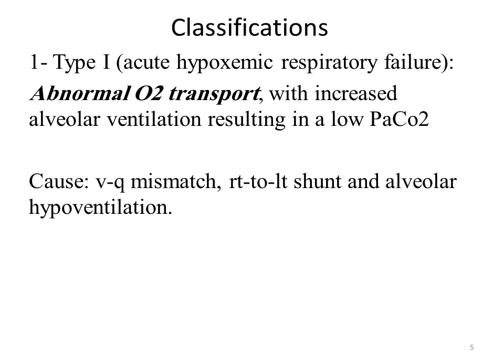There are three types of respiratory failure: hypoxemic failure, hypercapnic failure, or hypoxemic hypercapnic failure. Type 1, acute hypoxemic failure, is abnormal O2 transport with increased alveolar ventilation resulting in low PaCO2, so that there is a decrease in O2 saturation and in the level of oxygenation. It results from ventilation perfusion mismatch, right to left shunt, in which the blood passing from the right to the left side is not adequately oxygenated, and alveolar hypoventilation.